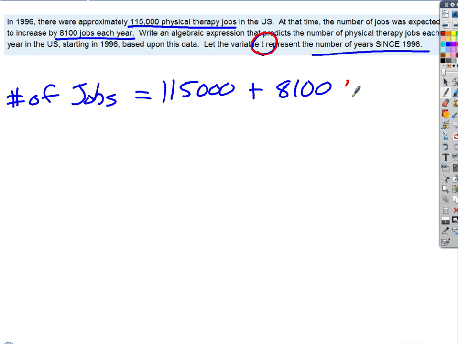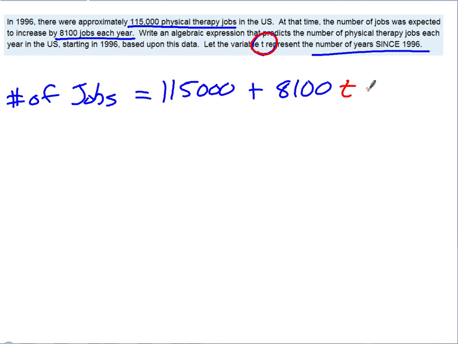Okay, now let's see why that makes sense. 8,100 times t. 8,100 is the number of jobs that we're adding each year, and t is the number of years since 1996. So what would the value of t be in 1997? 1, right? 1 year later. What would it be in 1999? 3, because that's 3 years after 1996, right? Doesn't that make sense? That's telling us the number of times that we're going to multiply 8,100, because that's how many years it's increased by that amount. Make sense? The first answer was 1. You were right. Outstanding. Okay, so there we go. That's what we're looking for.